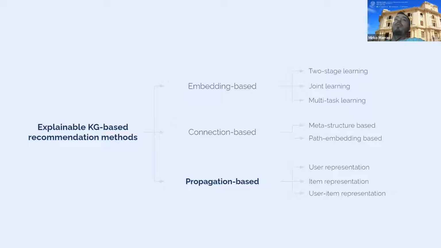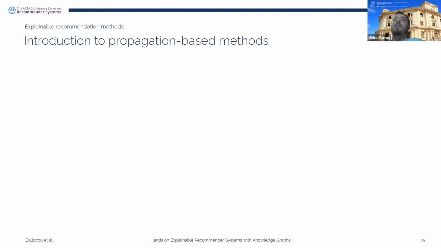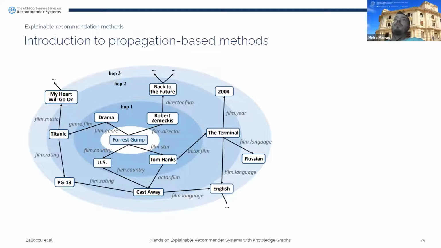We conclude our overview with propagation-based methods. Embedding-based methods leverage the semantic relations in the KG to enrich the representation of users and items, or to regularize the recommendation. But it is difficult for them to capture high-order relationships between entities. Then we have seen connection-based methods that use the connectivity information in the graph to get the recommendation. However, it is unavoidable to lose information by decomposing the sophisticated user-item connection patterns into separate linear parts.